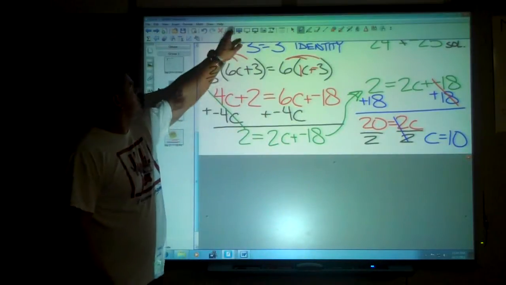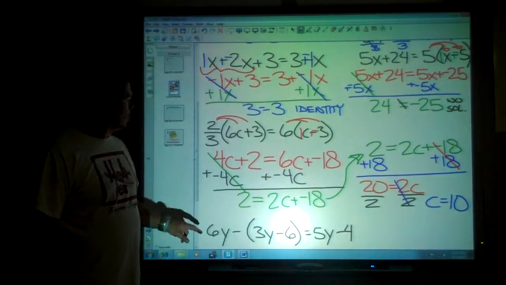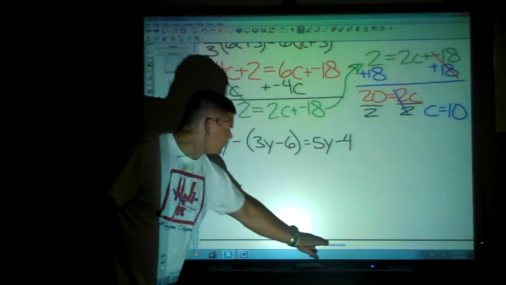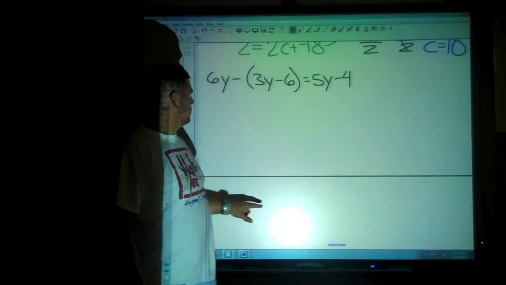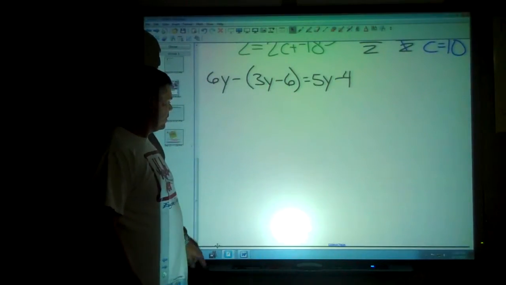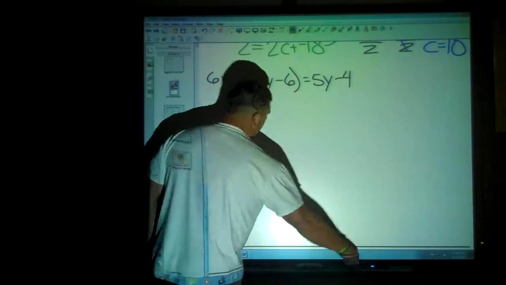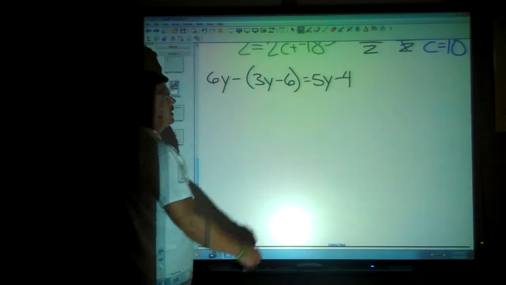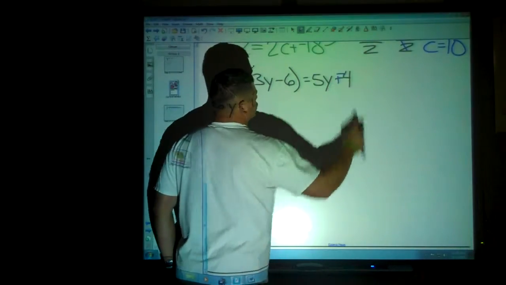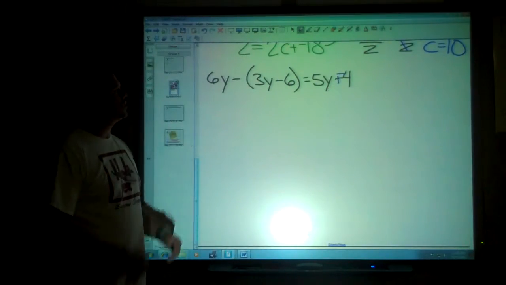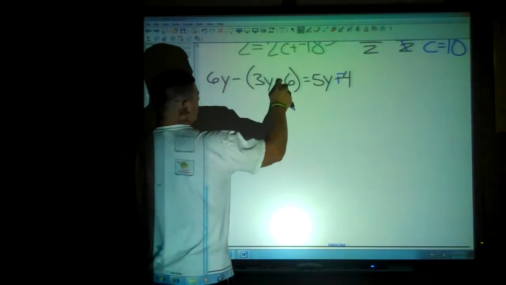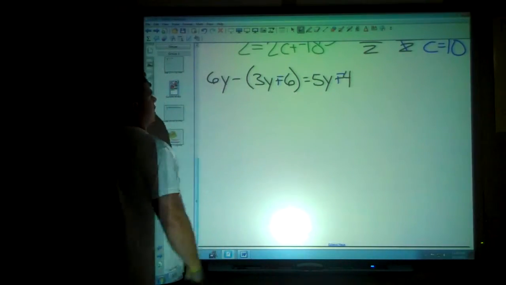C equals 10. And one more, an even more complex looking problem. Make sure I got plenty of room here. Now, a lot of signs to be careful of. I cannot caution you enough. I know you don't have to do this, but it sure reduces the number of mistakes that people make with their signs. And here's the most tricky one.